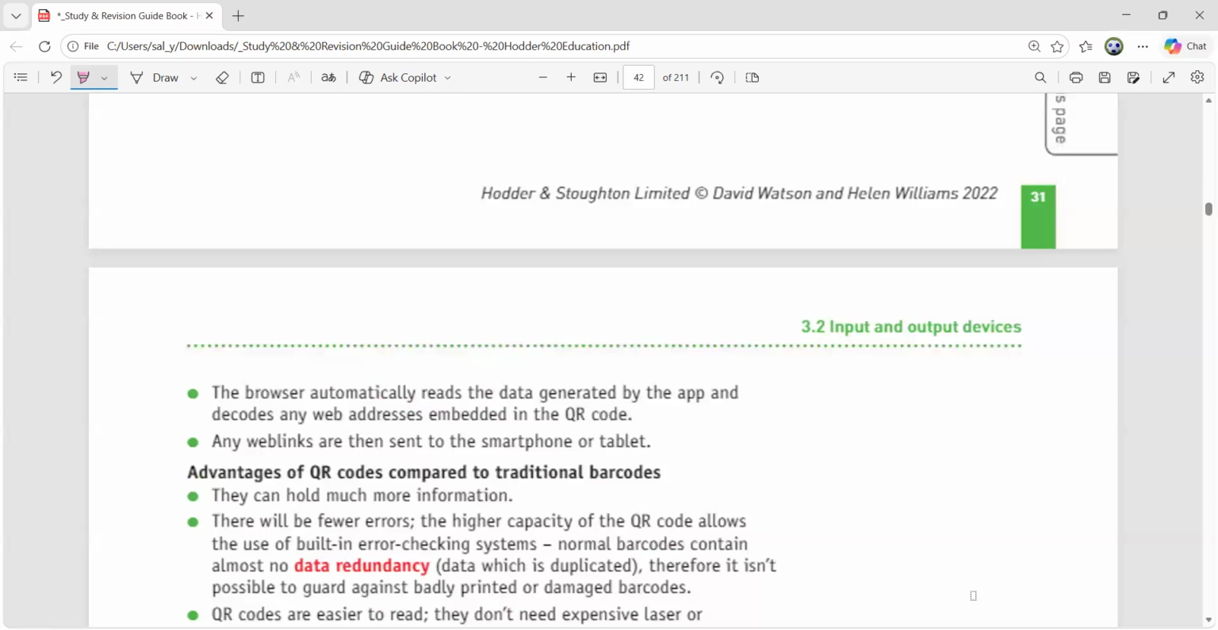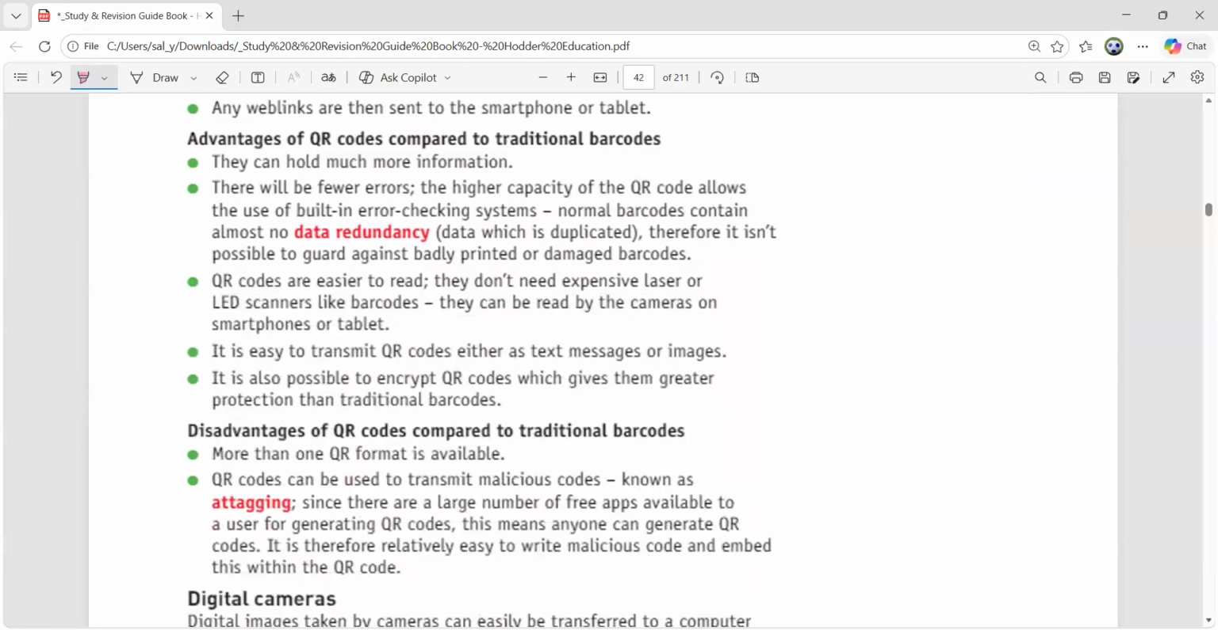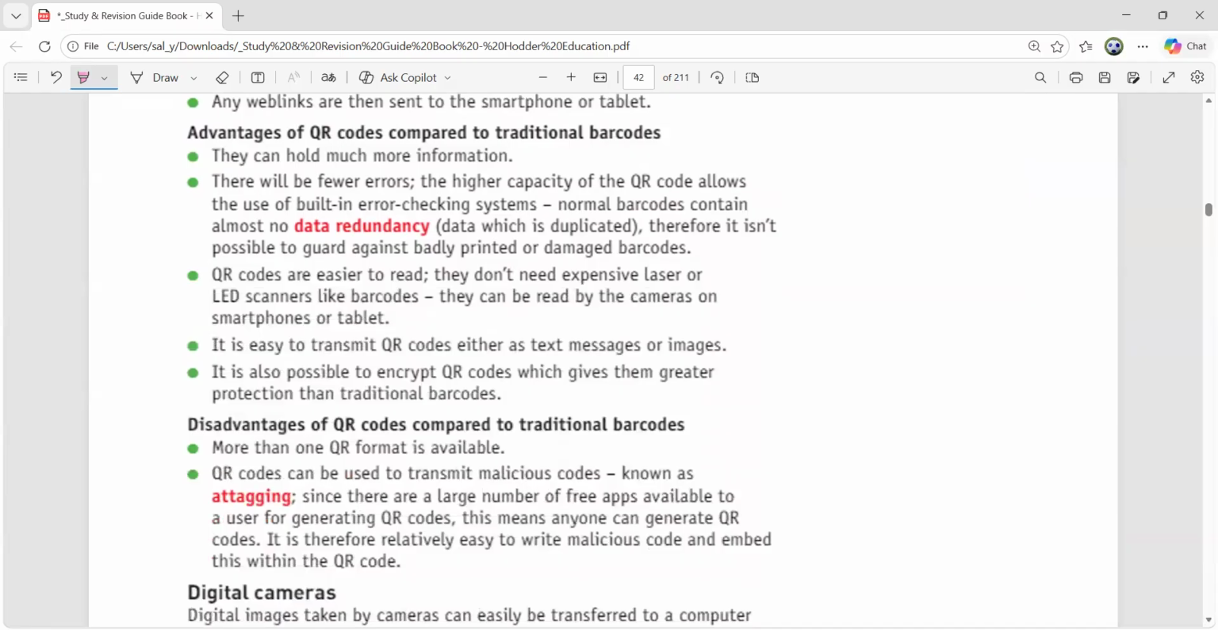So advantages of QR codes are being discussed here as compared to the barcodes. So you can see, hold much more information, fewer errors are going to be there. QR codes are easier to read. They do not need expensive laser or LED scanners, the way I said. Easy to transmit QR codes either as text messages or images. That's what the people are nowadays doing. They are sending their QR codes to the people. Possible to encrypt QR codes, which gives them greater protection than traditional barcodes.